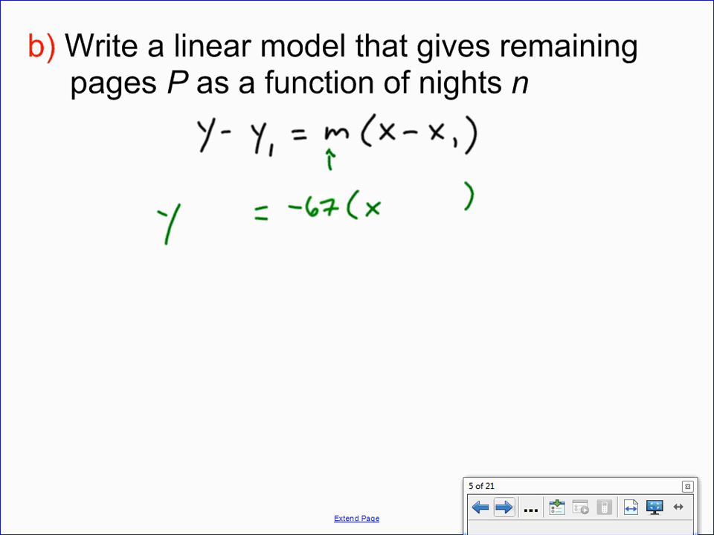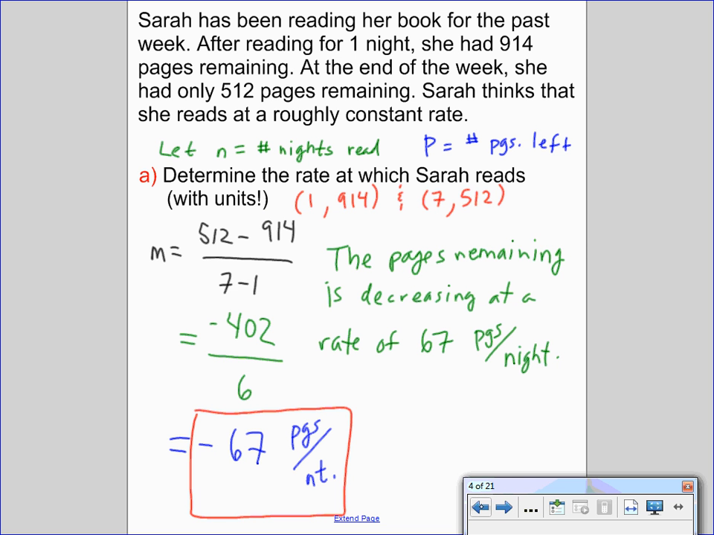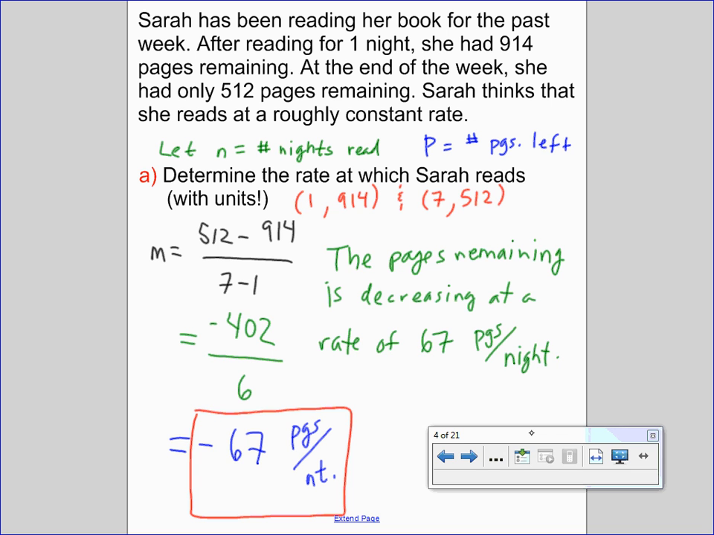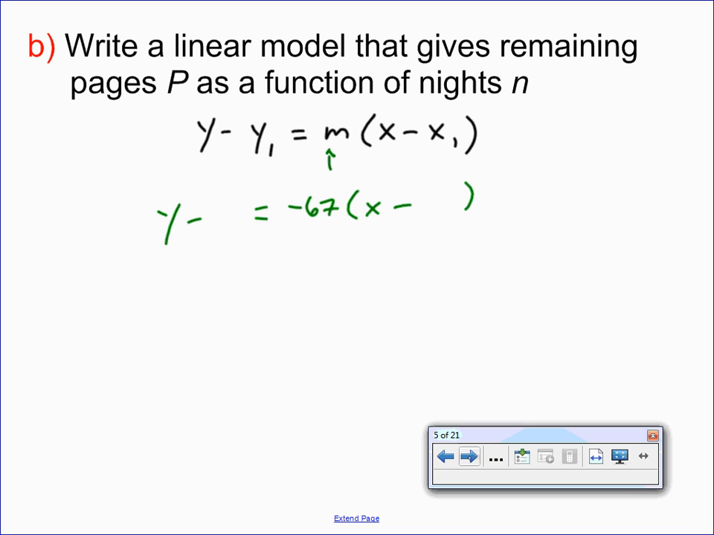It looks like either one I could do. I could do the 914 or I could do the 512. I'll go ahead and do the 914. So 1 comma 914. So y minus 914 is equal to negative 67 times quantity x minus 1. Then I'll go ahead and solve for y.